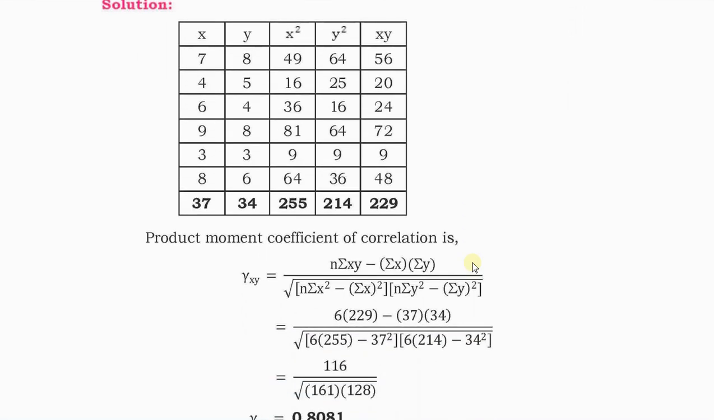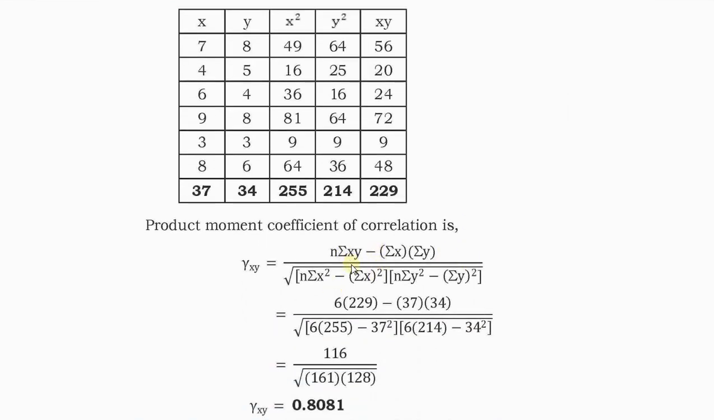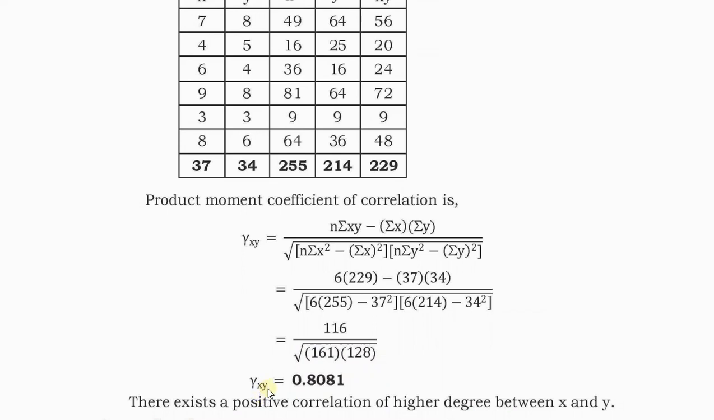So substituting all these values here, in place of xy they have written the value 229. Substitute 229 into 6 minus 37 into 34, divided by root of 255 into 6 minus 37 square, 214 into 6 minus 34 square. So 116 divided by root of 161 into 128. That results into the answer: correlation coefficient is equal to 0.8081. Since the number here is positive and it is also greater than 0.5, there exists a positive correlation of higher degree between x and y.